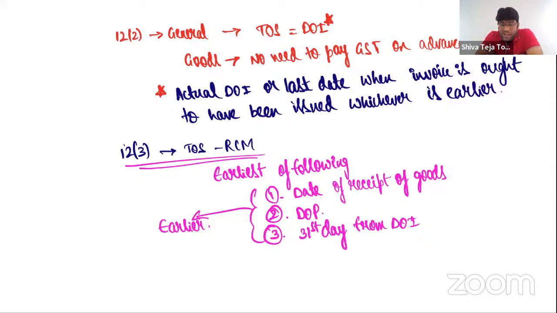31st day from the date of invoice means you have to ignore the invoice date. After that, count 30 days, and the next day, the date immediately following 30 days. That's why the law says 31st day.